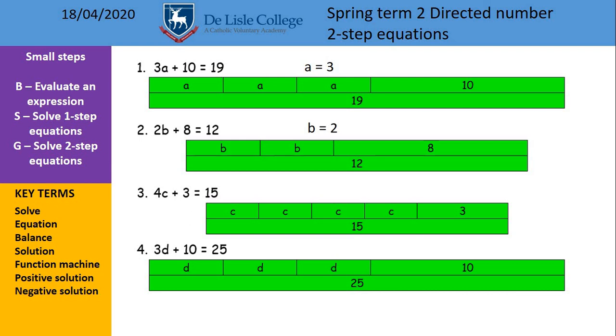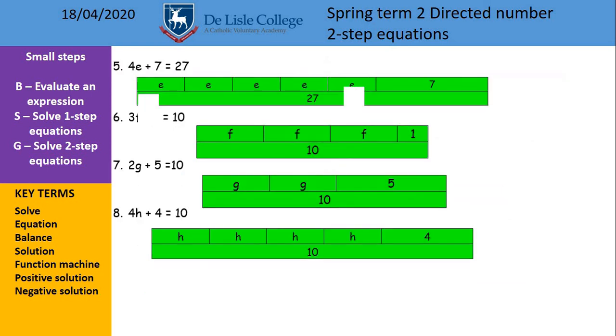Third one, subtract 3, so you get 4c equals 12. Divide by 4, c equals 3. And then the last one, you would subtract 10, 3d equals 15. Divide by 3, d equals 5. Okay. As promised, on the next ones, we've got 4 more.